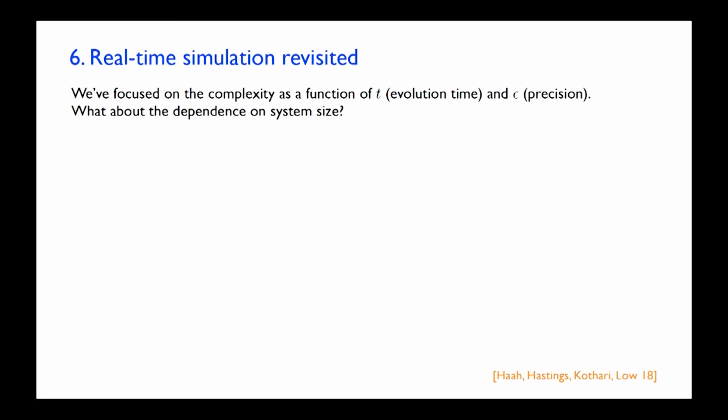OK. So again, somehow we should never be satisfied. So we've looked at the complexity as a function of t and epsilon. But maybe those are not the parameters which are most relevant to some systems that we might care about. In particular, I haven't said anything yet about the number of particles in the system, the size of the system in terms of how many particles there are in it.